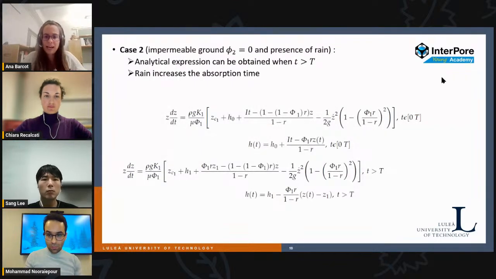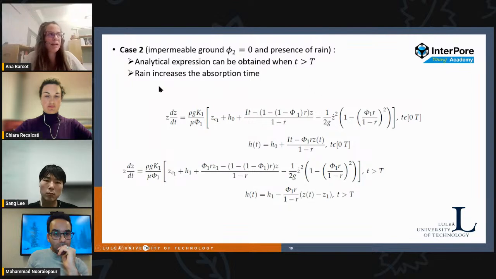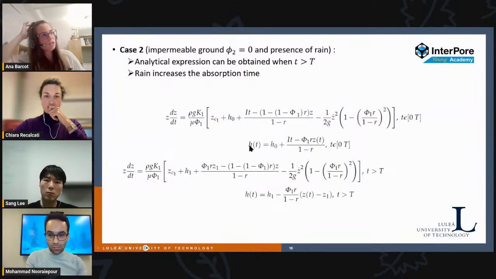Now in case 2, we add the rain. We consider now that we have rain, still the ground is impermeable. Of course, we expect that the rain will increase the absorption time, but how much exactly we will see now in the results. But just before that, I want to indicate that the modeling becomes somewhat complicated when we include the rain during the 1 hour while the rain is falling. We get this system of equations, and when we exclude the rain, we have this kind of modeling. Also, we can only obtain the analytical expression after the rain has ceased, in the same manner as we did for case 1.